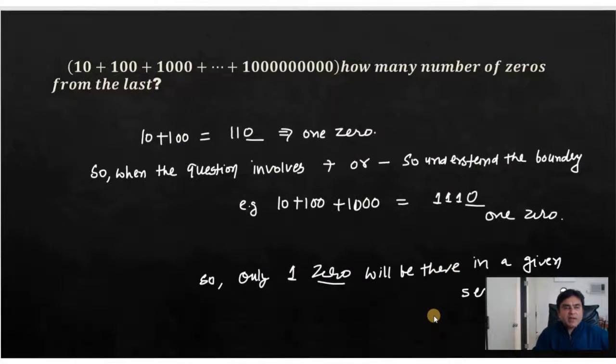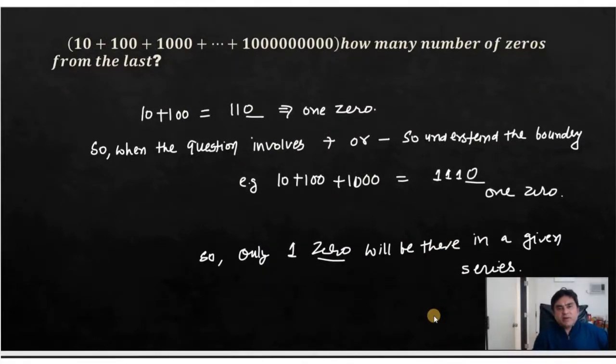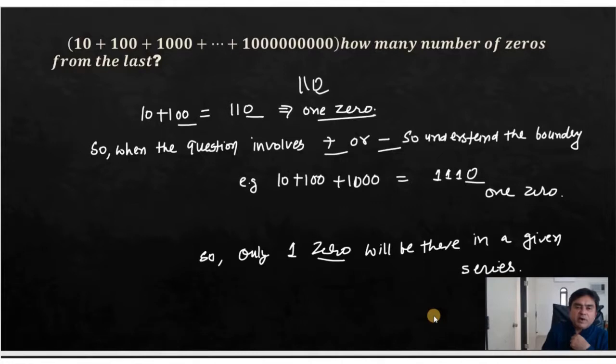Next, 10, 100, 1000, and so on, up to 10 zeros. So how many zeros from the last? Let us understand: when you add 10 plus 100, what do you get? 110. In 110 there is only 1 zero. So when the question involves plus or minus, understand the boundary. Let's say 10 plus 100 plus 1000. How many zeros? 1 zero. So however many numbers you go on adding, finally when you look at the zeros, there is only 1 zero.